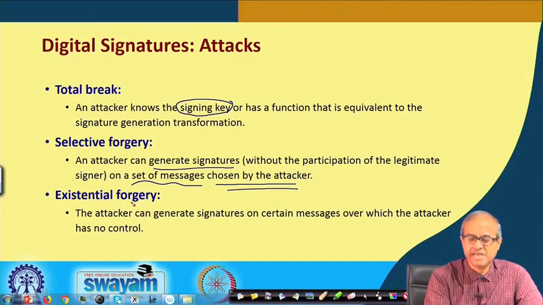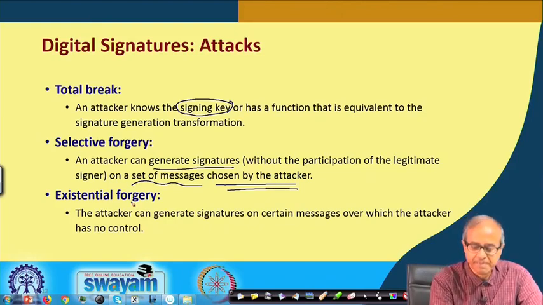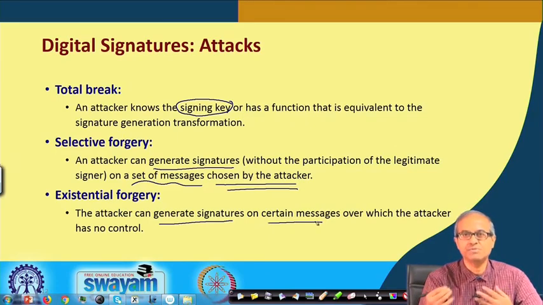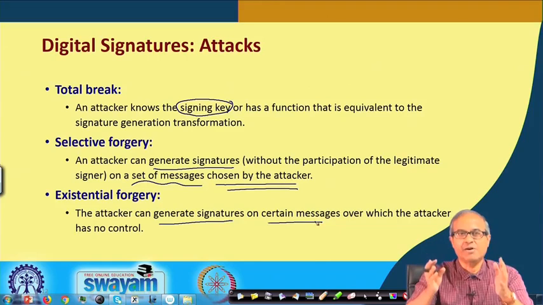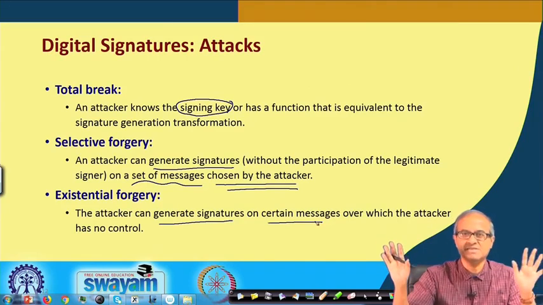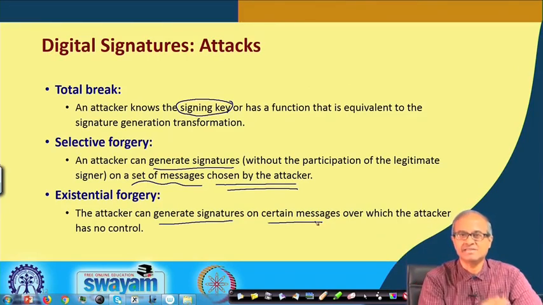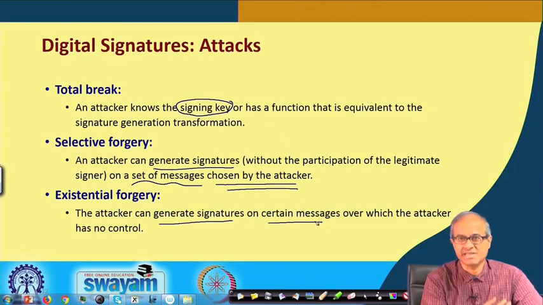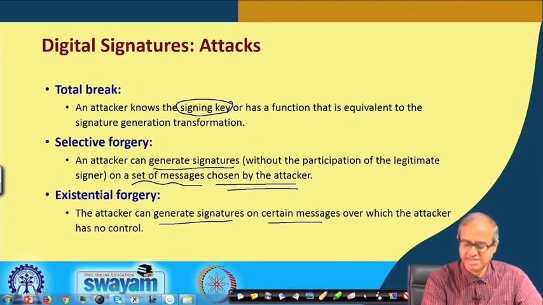And existential forgery means the attacker can generate a signature on certain messages, but those messages cannot be chosen by the attacker. Somehow for some arbitrary messages, the attacker can generate a signature, but the attacker cannot by their own choice generate a message and generate a signature for that. So, these two are similar, but existential forgery is more difficult than selective forgery.